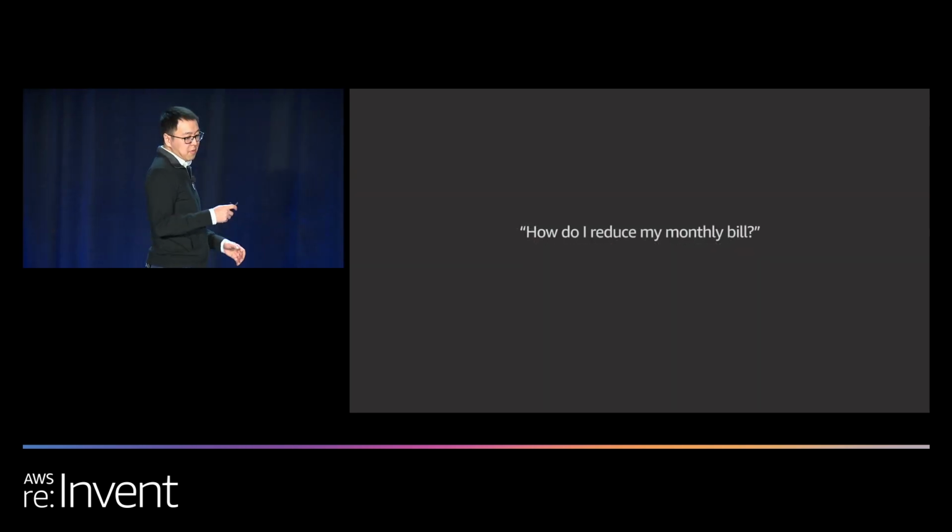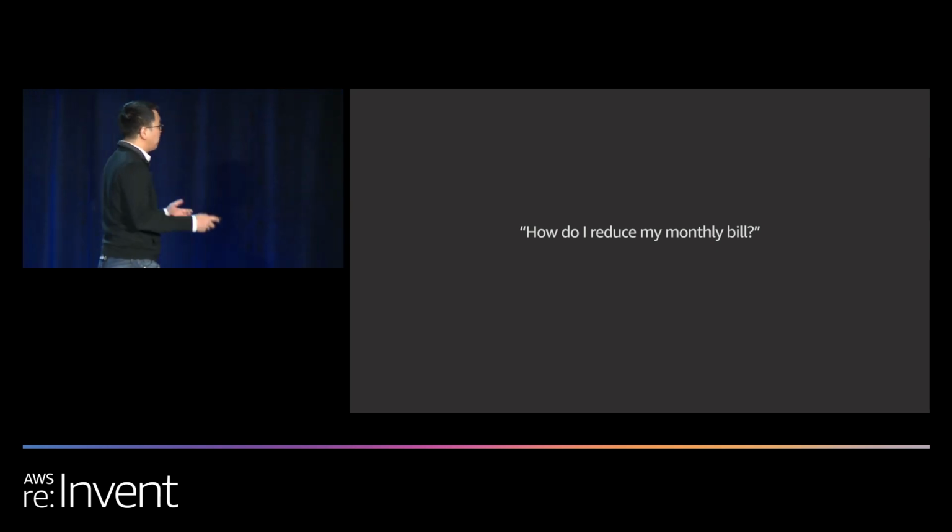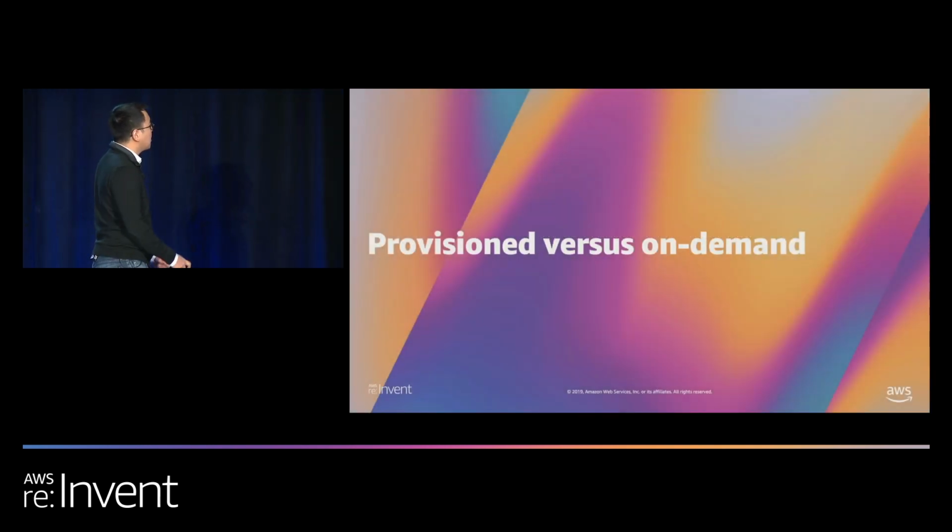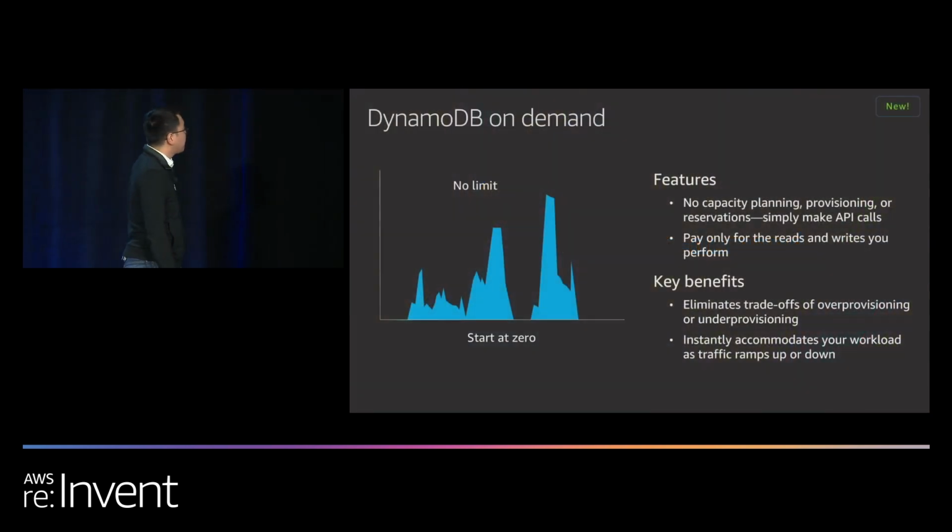All right, another topic that customers frequently ask about is, how do I reduce my monthly bill? Let's talk a little bit about provisioned mode versus on-demand mode. On-demand mode, I won't spend too much time here. We announced this at the last re:Invent. It's essentially no capacity planning, provisioning, or reservations. You simply make API calls. You pay only for the reads and writes you perform.